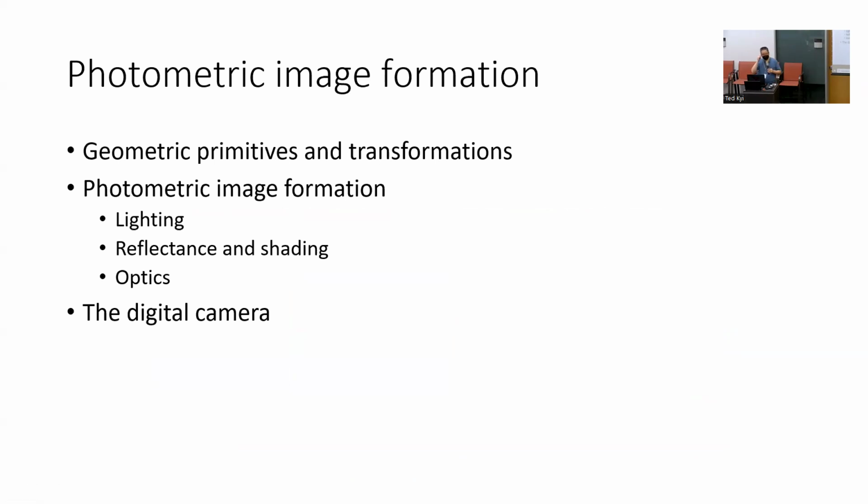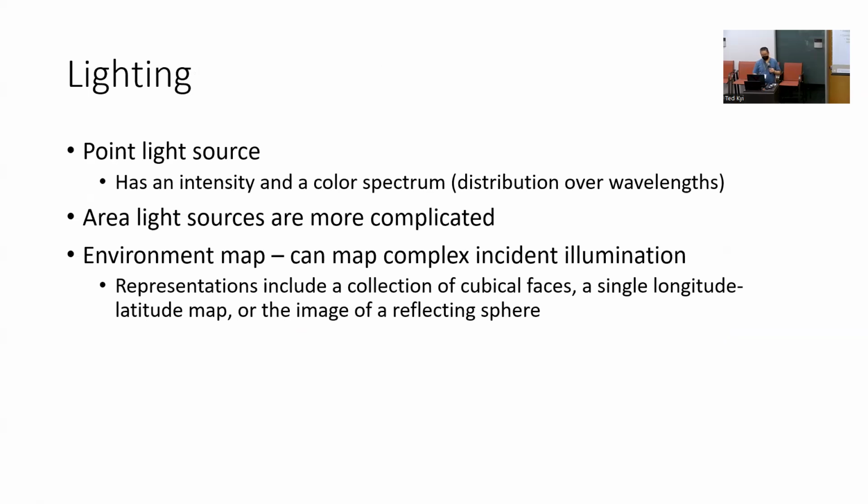All right. And then we have photometric image formation. We're going to talk about lighting, reflectance, shading, and optics. Again, I think this is less machine learning relevant, so I'll go quickly. Lighting, you can have a point light source. All you need to know is the intensity and the color spectrum.